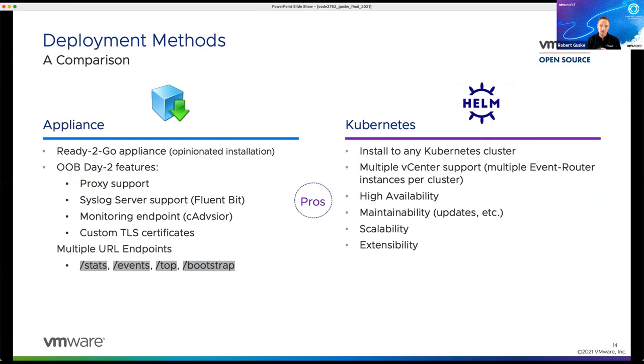appliance form factor, right? So there's an opinionated way to install it on your vSphere environment. It has out-of-the-box day two features like the proxy support, the syslog server endpoint configuration, the monitoring endpoint to let it be connected to VMware Operations Manager, for example. You can use your own TLS certificates. It's in a specific section during the OVA installation, and you have multiple endpoints, URL endpoints available.